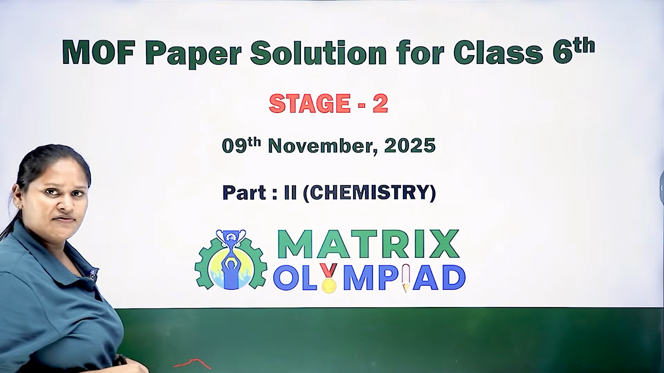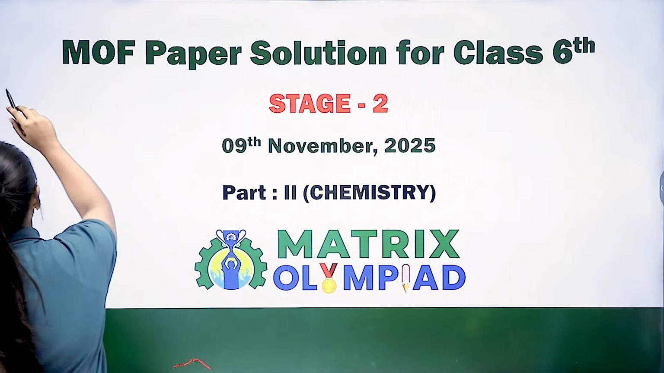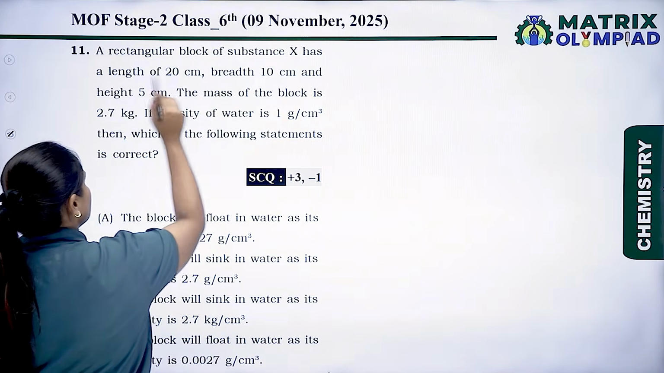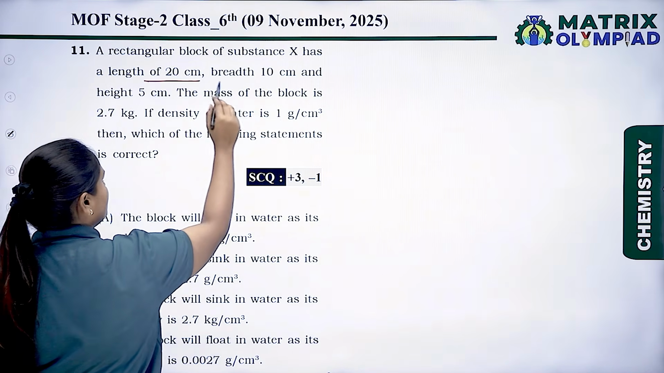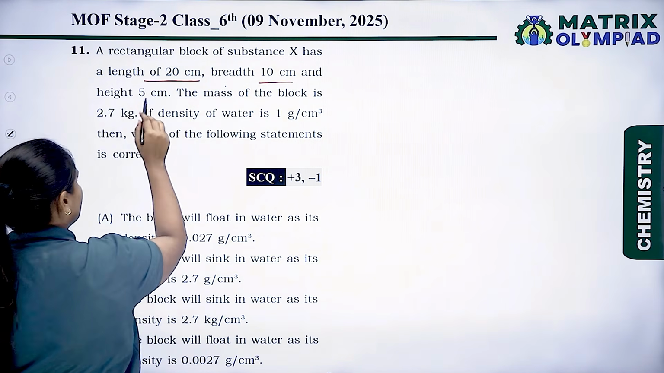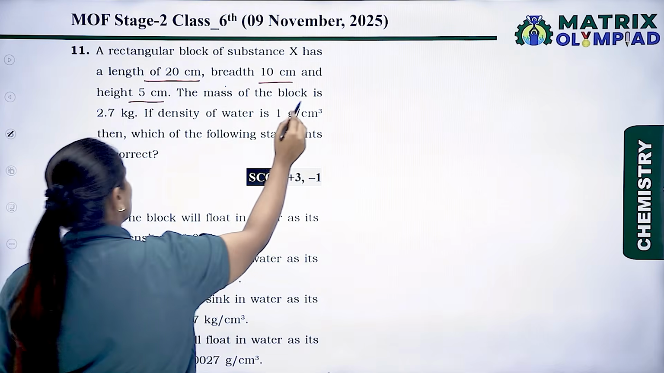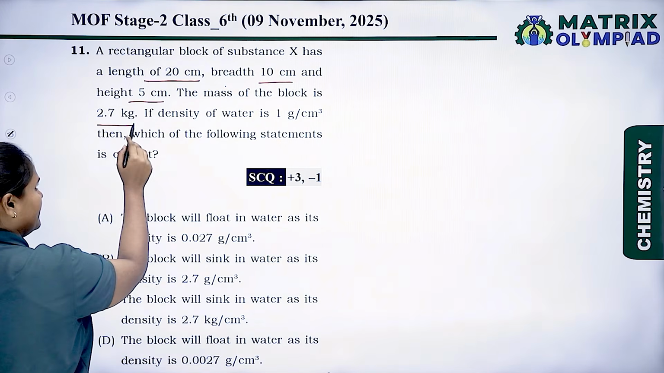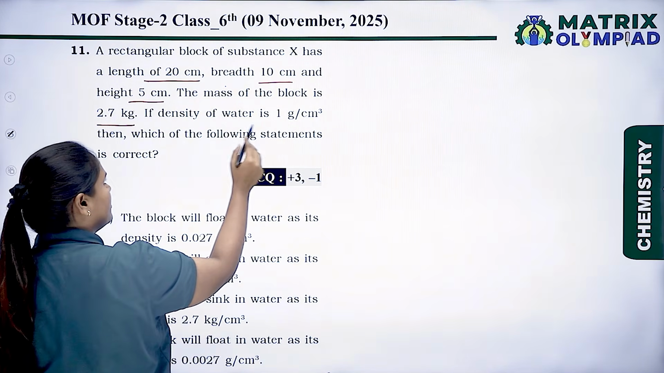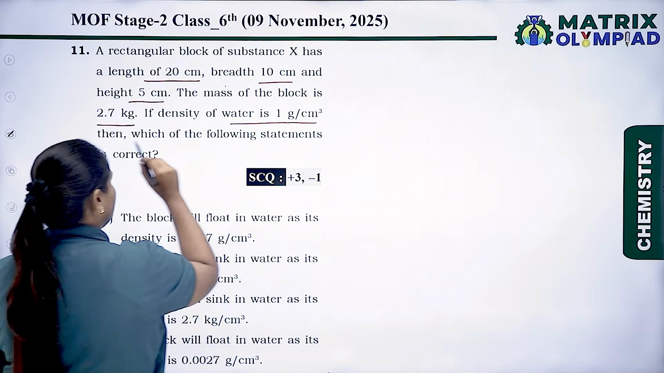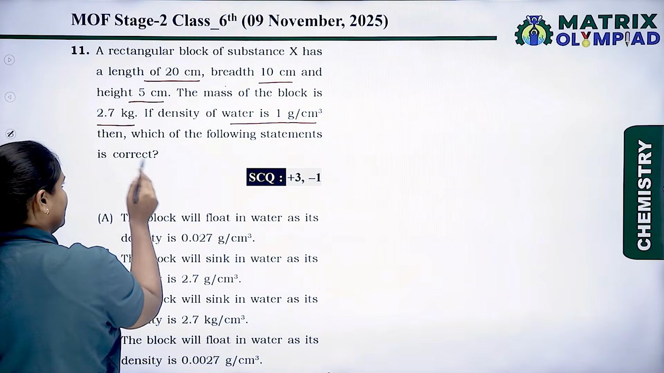So let's begin with the first question. A rectangular block of substance X has a length of 20 cm, breadth of 10 cm and height of 5 cm. The mass of the block is 2.7 kg. If the density of water is 1 gram per centimeter cube, then which of the following statements is correct?